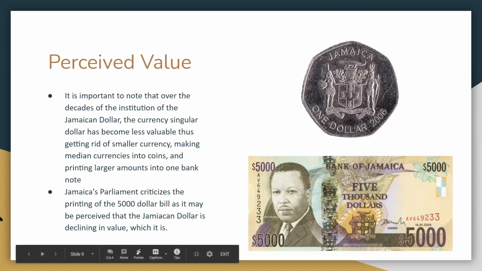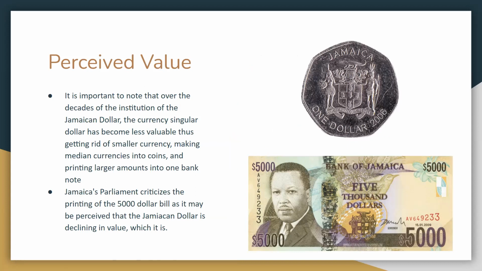It is important to note in recent times that the Jamaican dollar has become less and less valuable. Because of this, the government has been getting rid of smaller currency, making median currency into coins, and even printing larger amounts onto singular banknotes, as seen by the $5,000 bill. Jamaica's parliament actually criticizes the printing of the $5,000 bill, as it may be perceived that the Jamaican dollar is declining in value, which in fact it is.